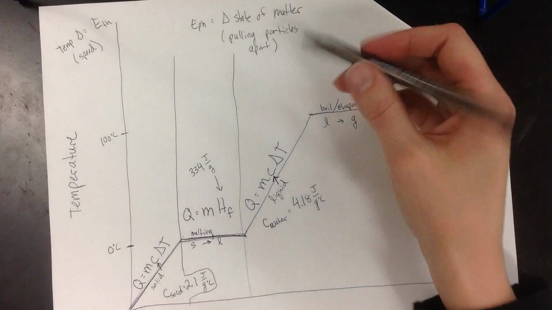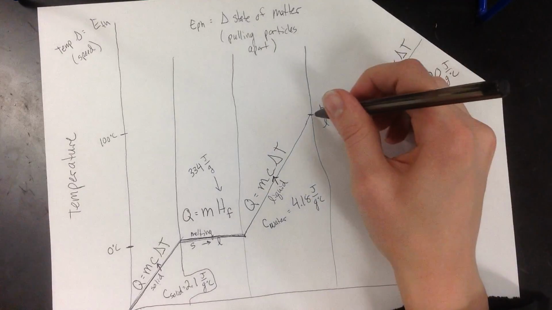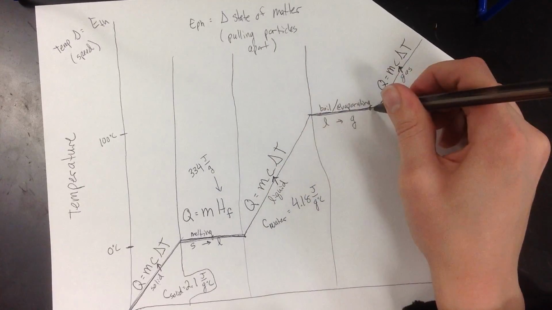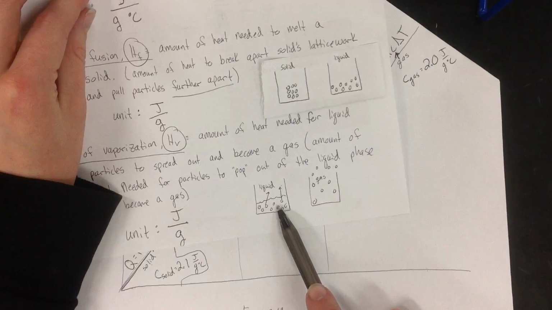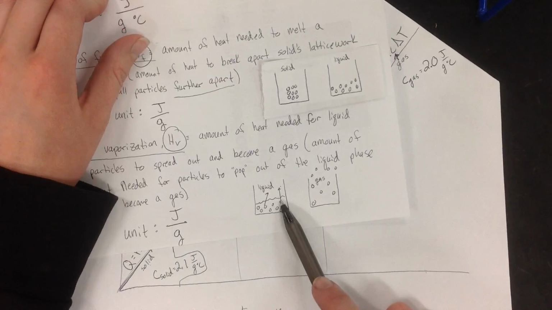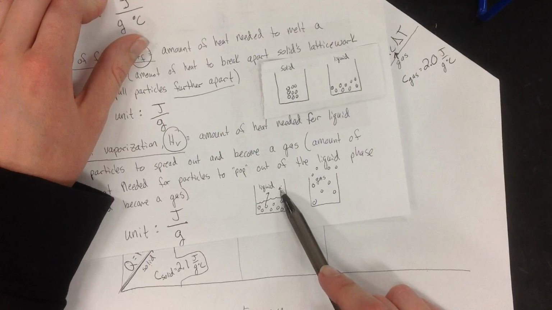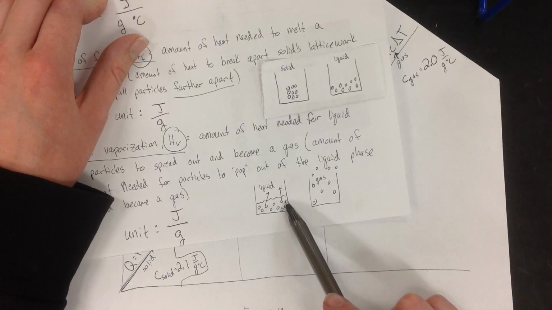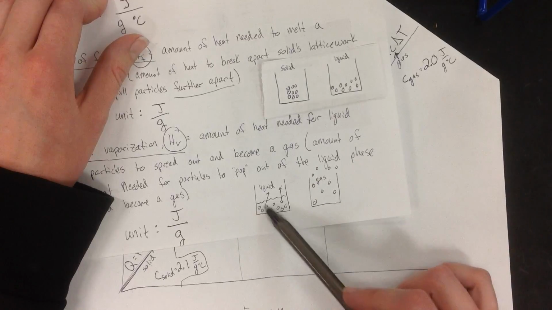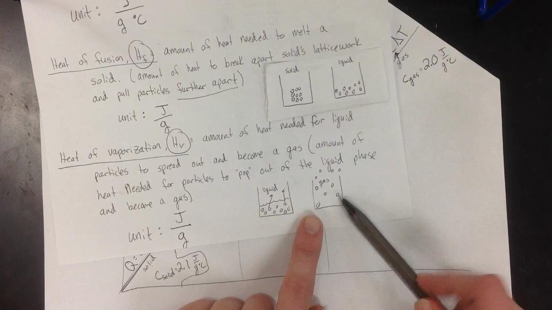Now, another region where we're not changing temperature is going to be up here when we're boiling or evaporating. Again, we aren't speeding up our particles. We are instead taking them in their liquid phase, heating them up, giving them enough energy to pop out of that liquid phase, to spread out, to take up some more space. So that they're no longer right next to each other and moving around, sliding past each other. We need to have a big distance between them.